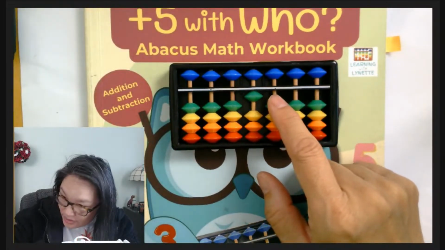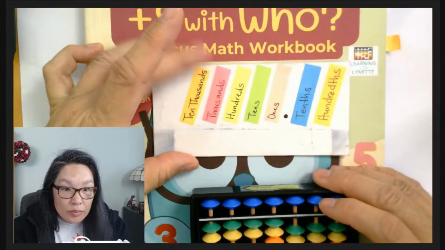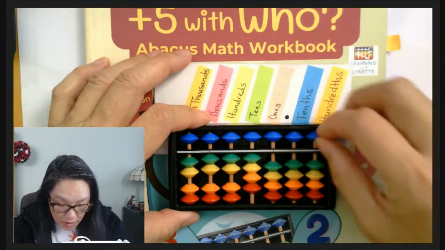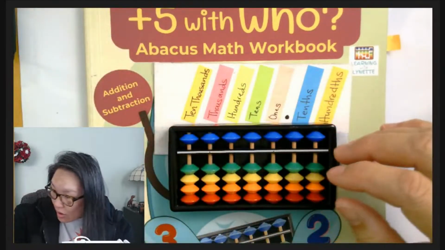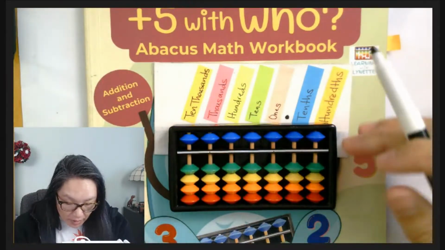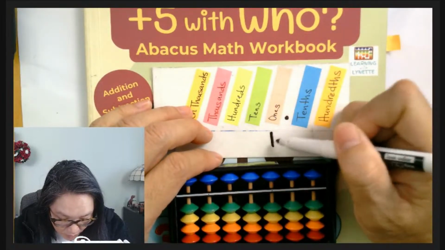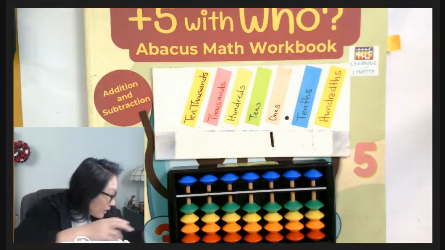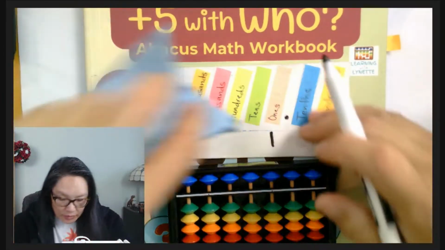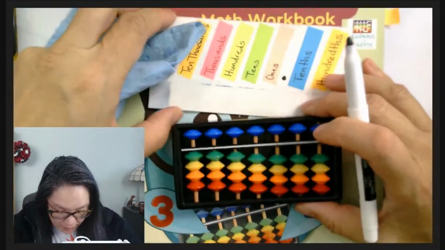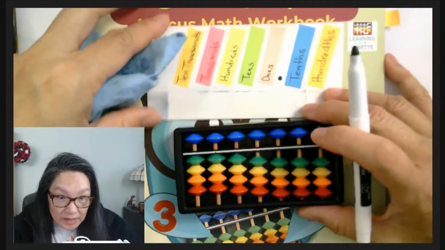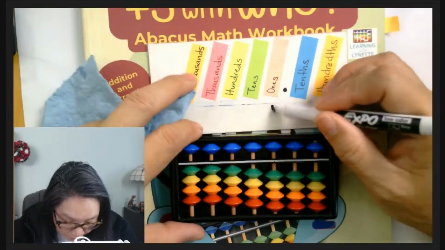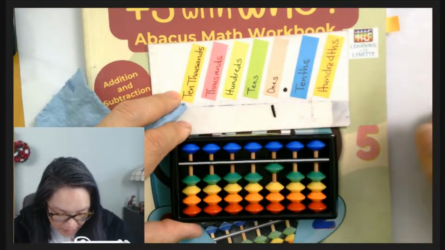If we look, just like our place values, we have our 1s and our 0s. So just how we write on a piece of paper, we do 1, okay? So that's 1. If we have 1, that's 1.